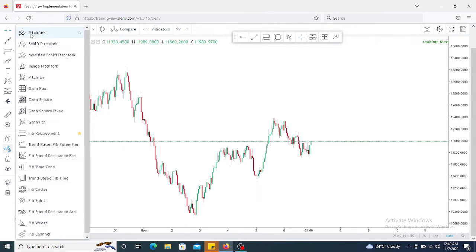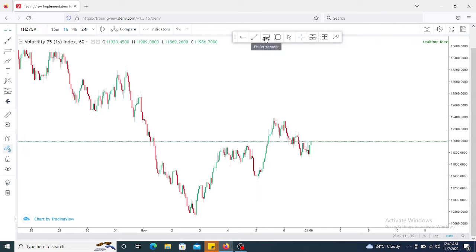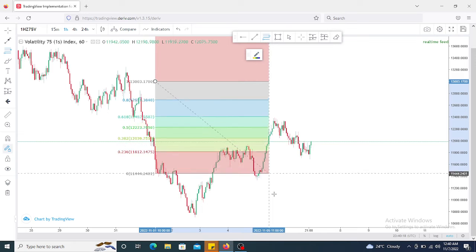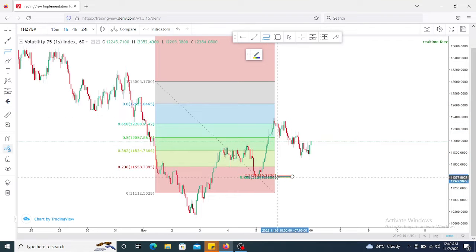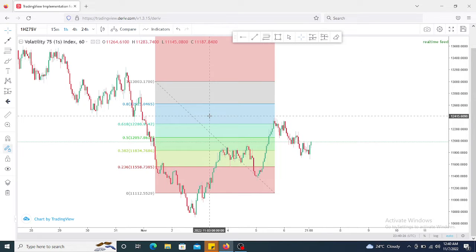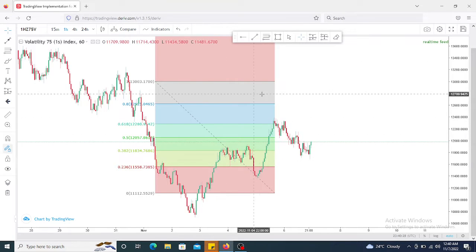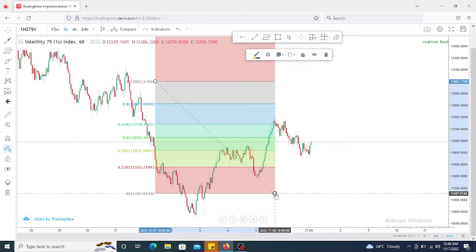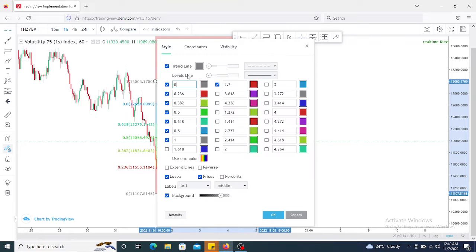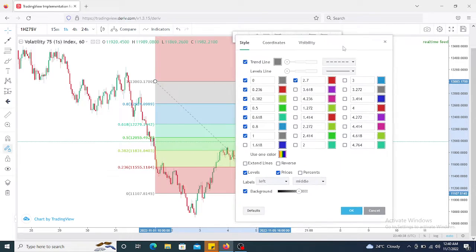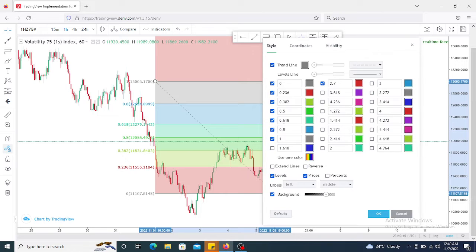You see your Fibonacci there, which I already have here on my favorite tool. So just drag it out. This is how your Fibonacci is going to look like the first time. So you just have to right click, go to settings up here, click on settings. You have your Fibonacci looking like this, the settings looking like this.